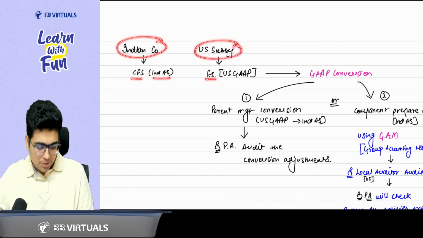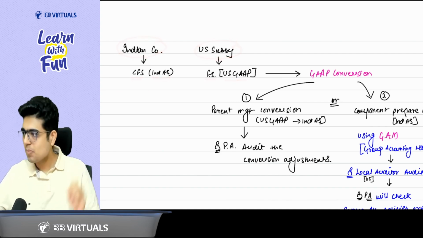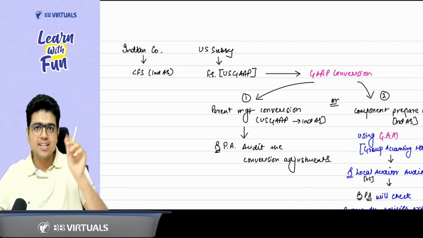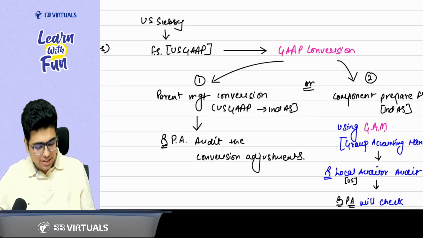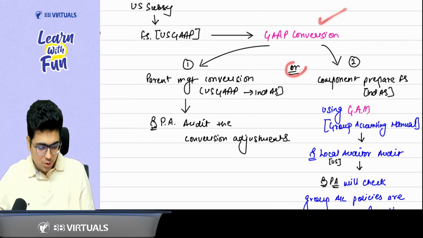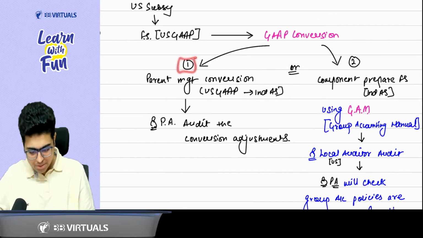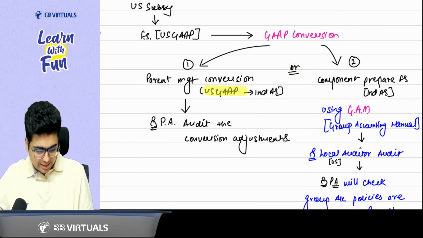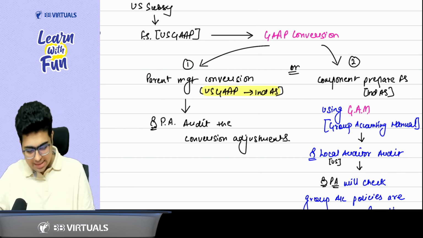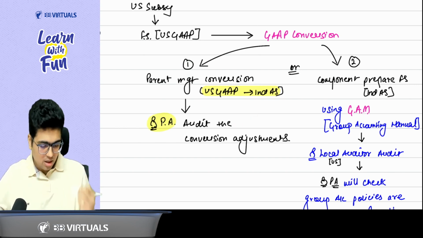US subsidiaries preparing the financial statement as per US GAAP. Can I say there is a difference of GAAP? Yes, sir. Now everyone understands we require GAAP conversion. So there are 2 options available. Option number 1: parent management will do the conversion from US GAAP to Ind AS, and as a principal auditor, you will audit the conversion adjustments.